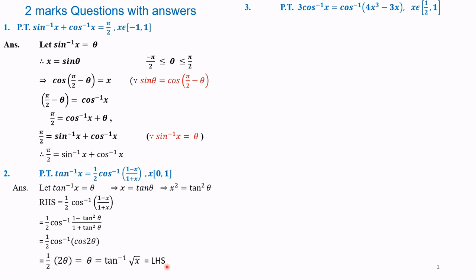Next problem. Prove that 3 cos inverse of x equals cos inverse of 4x cube minus 3x for all values of x belonging to half and 1.